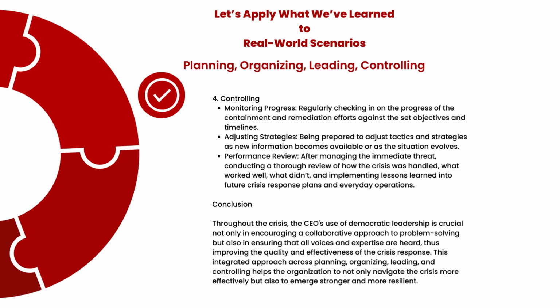In conclusion, throughout the crisis, the CEO uses the democratic leadership style and encourages a collaborative approach to problem solving, while also ensuring that all voices and expertise are heard, thus improving the quality and effectiveness of crisis response. This integrated approach across planning, organizing, leading, and controlling helps the organization to not only navigate the crisis more effectively, but also emerge stronger and more resilient.